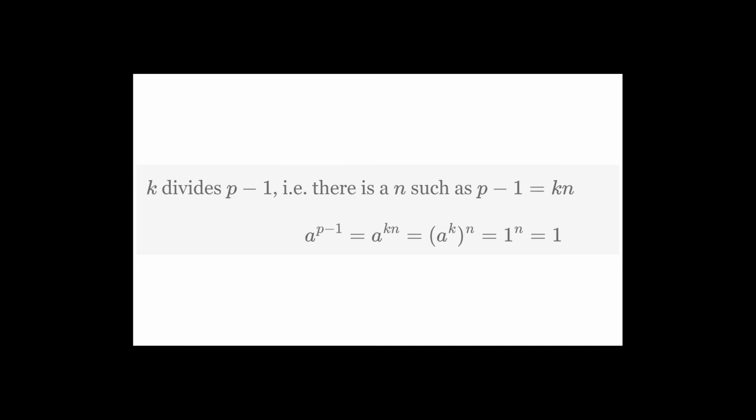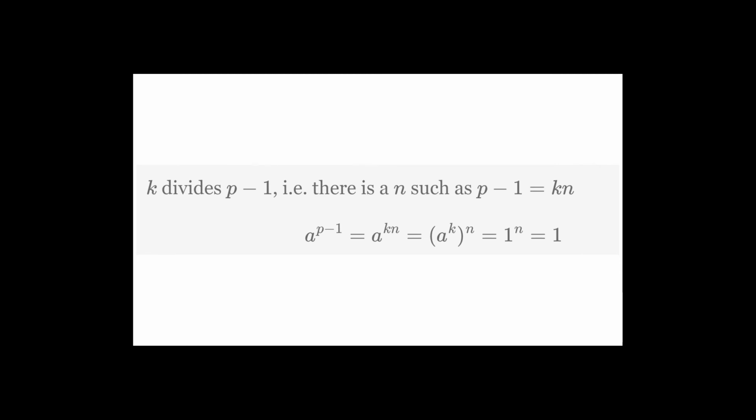So once we have that, we know that if we do a to the p minus 1, you are basically going to do a to the k, and then do it again a certain number of times. But at that moment, you're going to be basically multiplying 1, right? Because you already have done a loop.